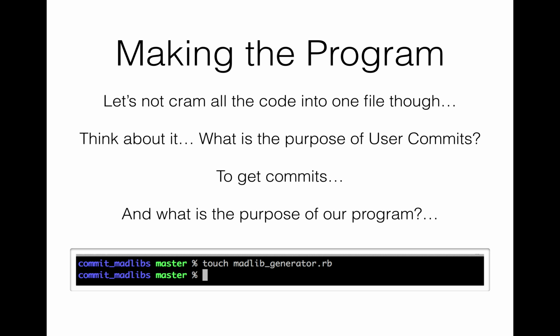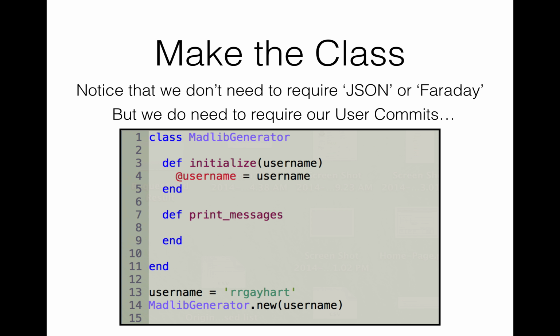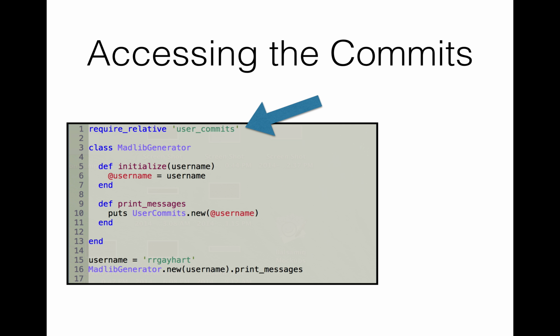So we're going to make a new file, madlibgenerator.rb. Class madlib generator. Notice that we don't need to require JSON or Faraday in this madlib generator because that's what we're doing in our user commits. User commits gets to handle all of that JSON and Faraday logic. Madlib generator doesn't really care where the commit messages came from, it just wants them from user commits. But we do need to require user commits.